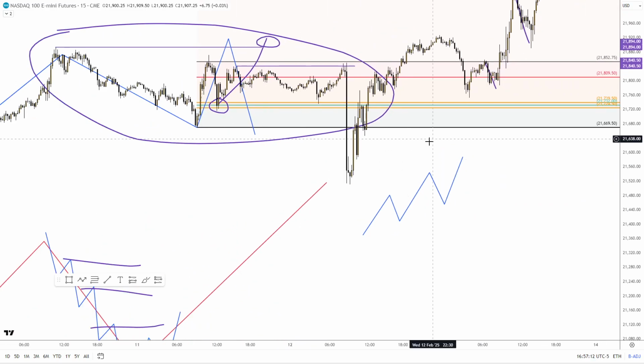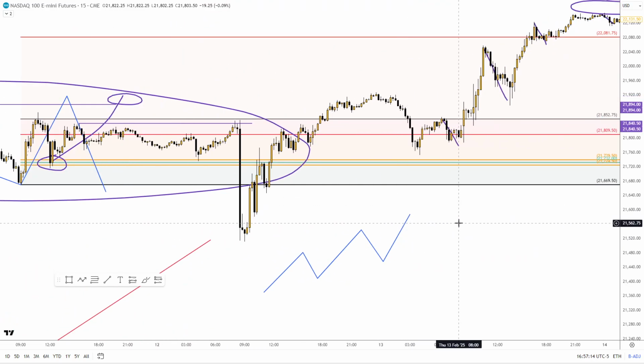Is this all making sense, or am I kind of going off tangent a little bit? I feel like I'm going off tangent a little bit. Did I lose you guys?